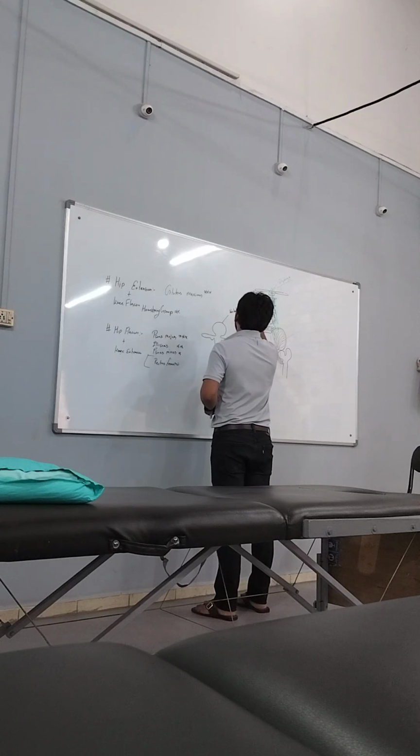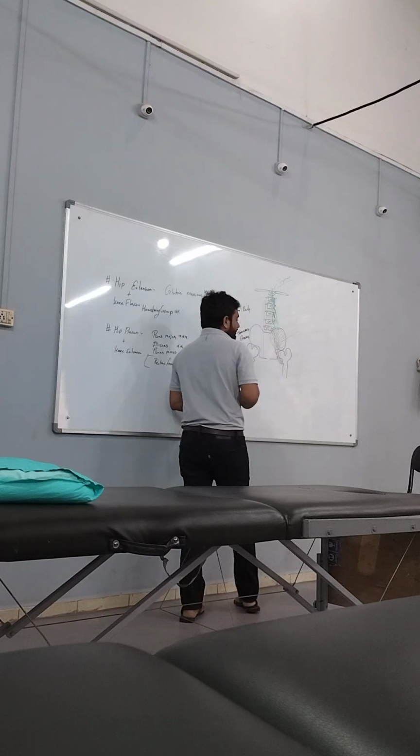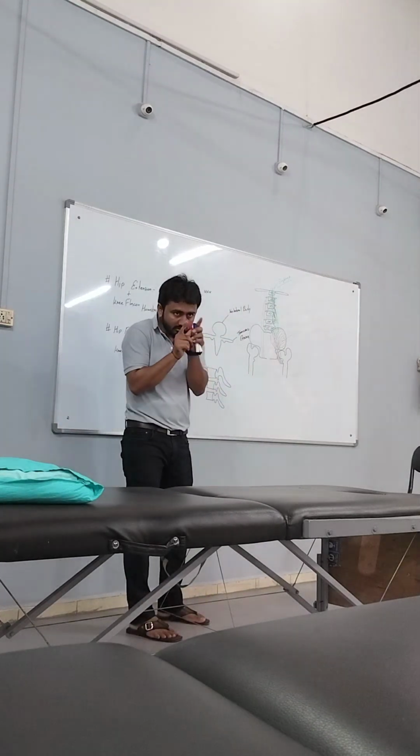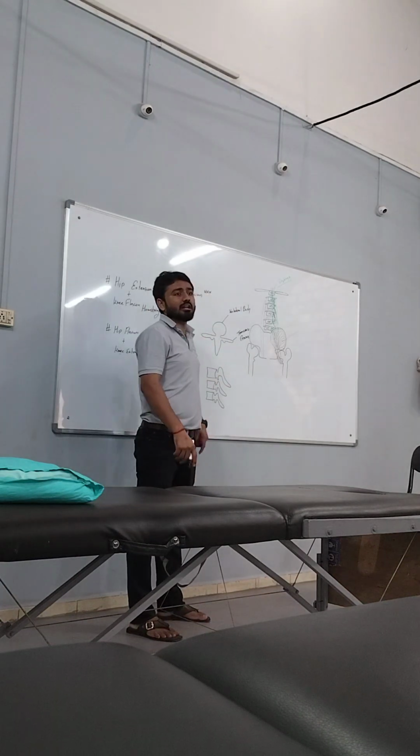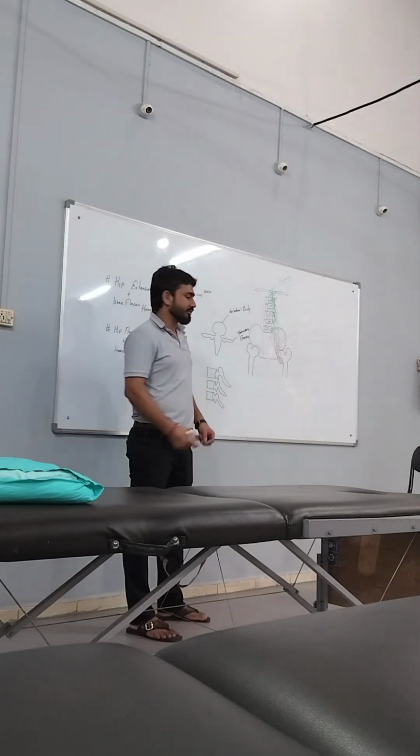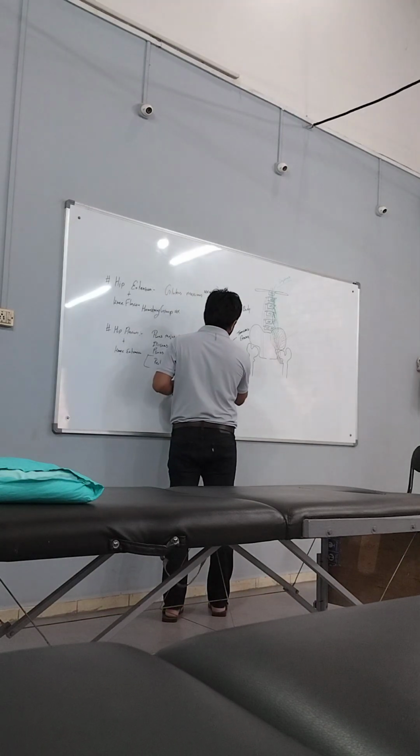Vertebral body, and this one is called transverse process. So anything which is coming out a little bit like this, extra bone growth, is called a process. Transverse process, and this one is the spinous process, and here.